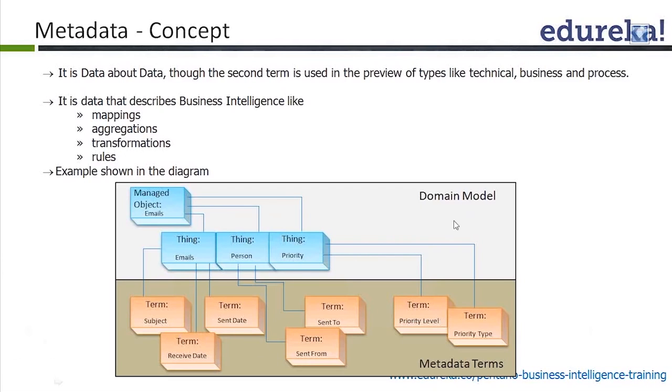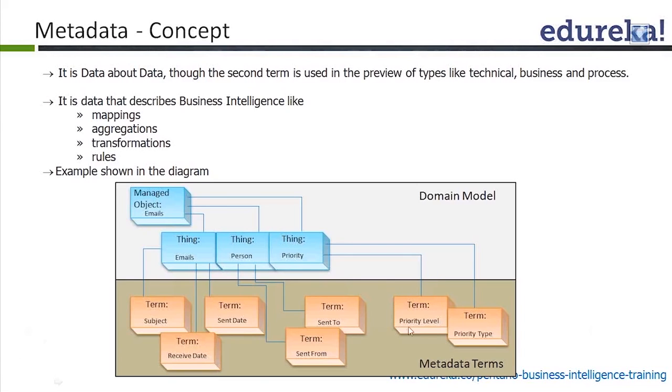The top layer, or top half, is the domain model, and the bottom half is metadata terms. So this is all terms. The email thing is split into 3 terms, which are subject, receive date, and send date. Now person is split into 2 terms. First is sent to, so whom the email is sent to. Second is sent from, so who the mail is sent from. So first is the recipient, second is where it is coming from.